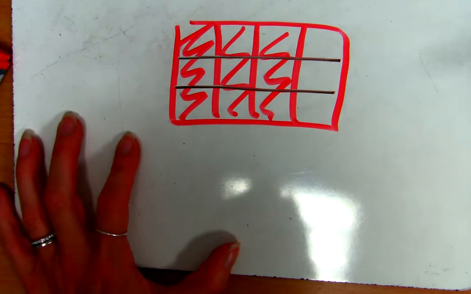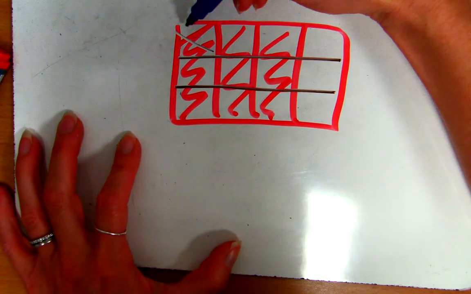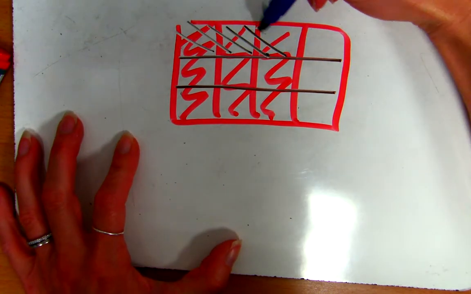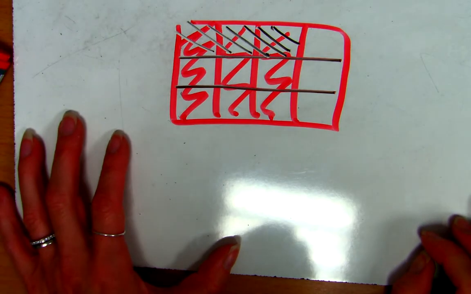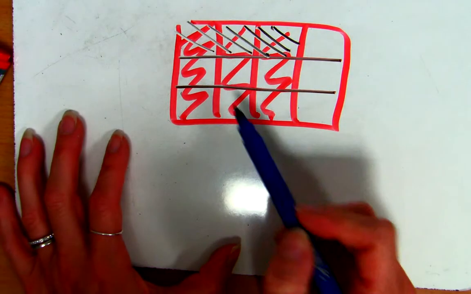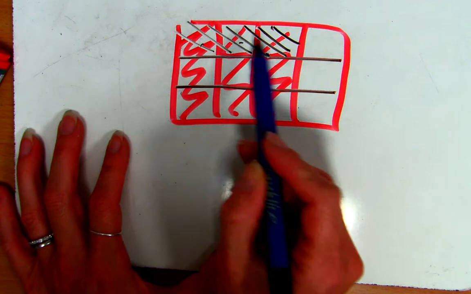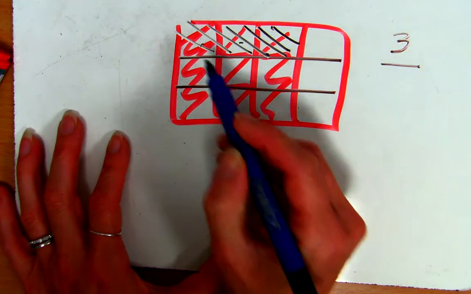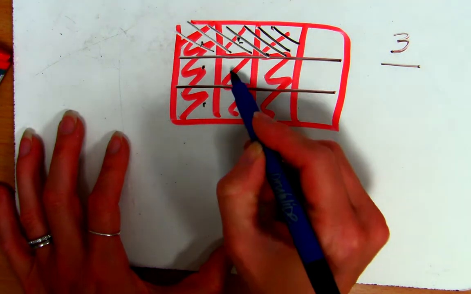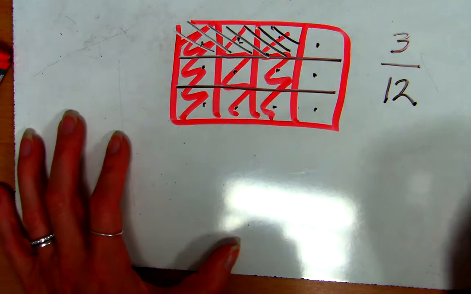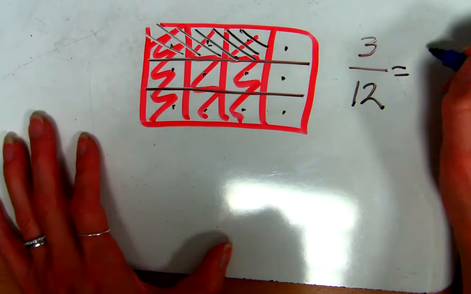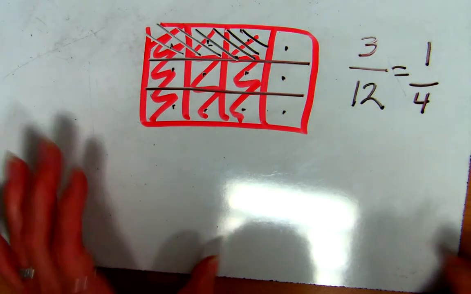So if I want one of those 3 thirds, I can shade this way. Now it gives me the exact same answer, but just with a different number of pieces in my whole. So I see that I have 1, 2, 3 pieces out of a total of 1, 2, 3, 4, 5, 6, 7, 8, 9, 10, 11, 12 pieces, which is exactly the same as the 1/4 we had before.